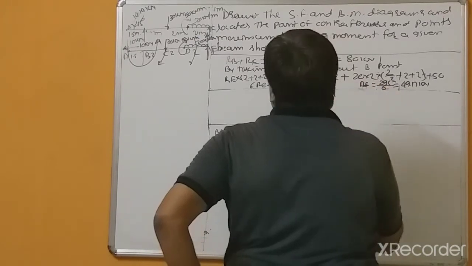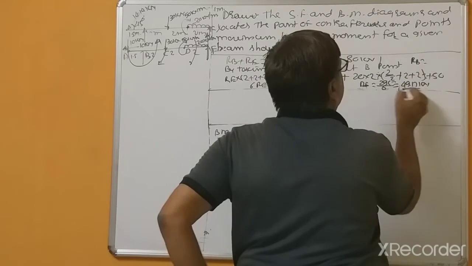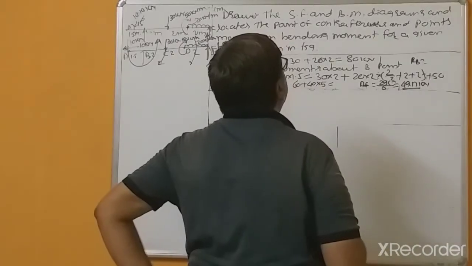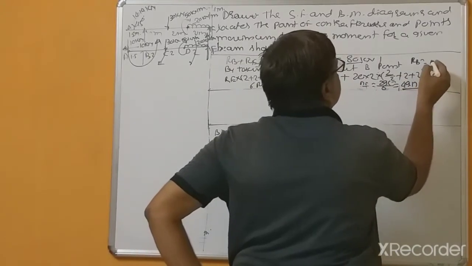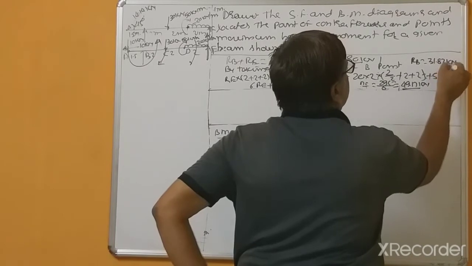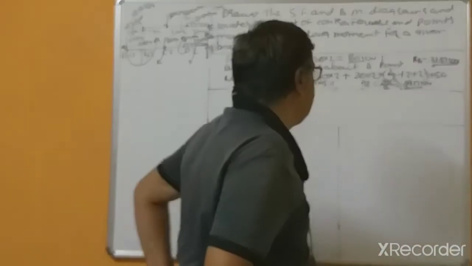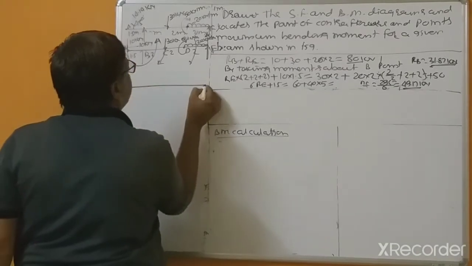RE and RB equal to 80 kilonewton. So that's why remaining 31.87 kilonewton. Right? Now we can draw shear force diagram.